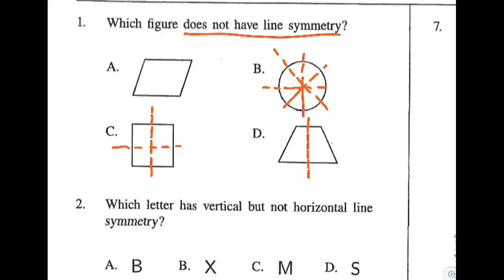It won't line up. Even if you think it might be diagonal, it's not true because a 90-degree turn would put that corner over there. So this one does not have a line of symmetry.